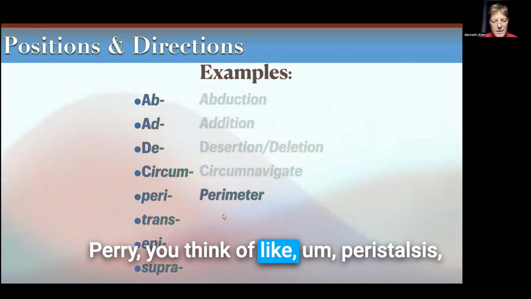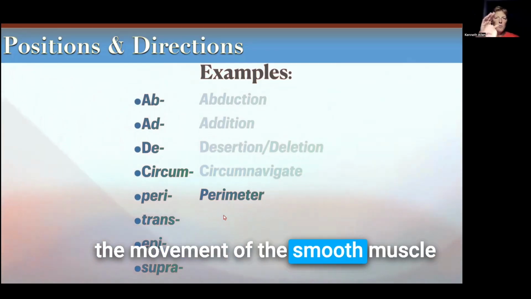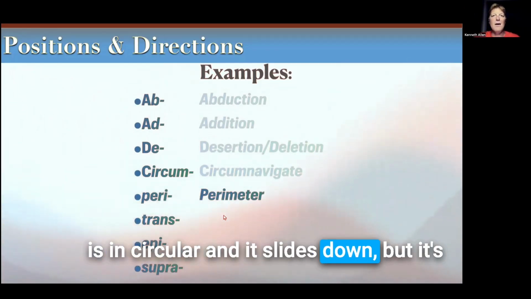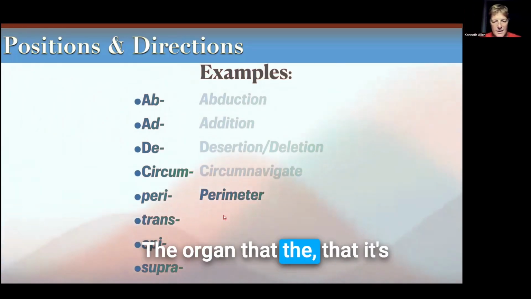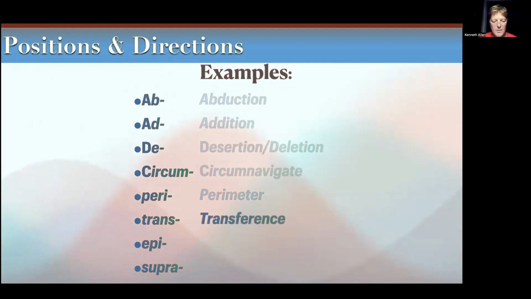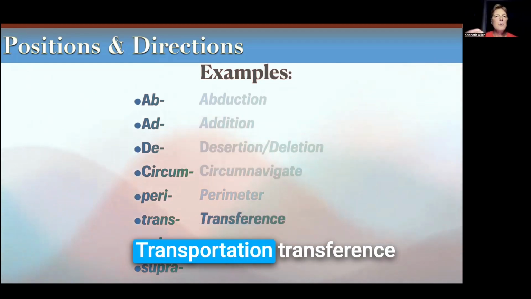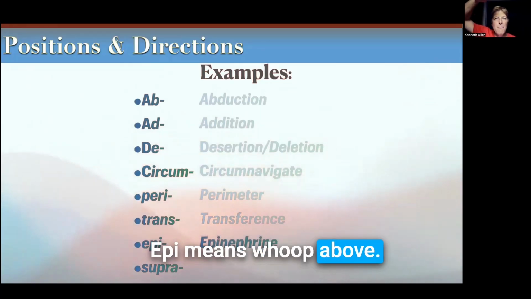Peri, think of peristalsis. The movement of the smooth muscle is circular and it slides down, but it's around the perimeter of the organ that it's contracting. Trans, what? From one to the next. Transportation, transference. Epi means above.